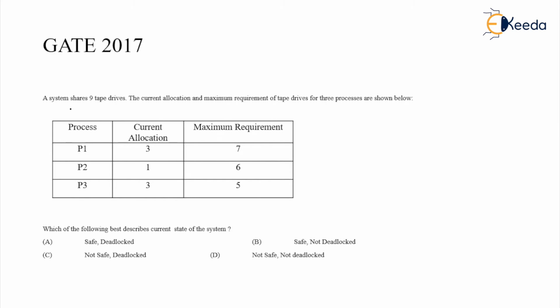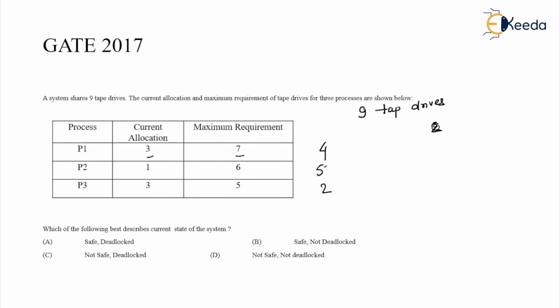2017 question. A tape system has a maximum of 9 tape drives. The current allocation and the maximum requirement of tape drives are given here. P1 is currently 3, maximum is 7, need is 4. P2 need is 5, P3 need is 2. The system has a total of 9 tape drives, and currently how many are allocated? 7 allocated. 2 left.